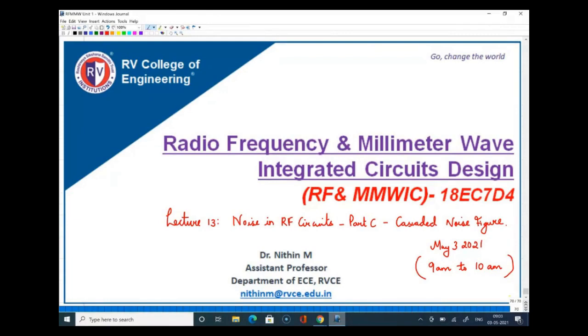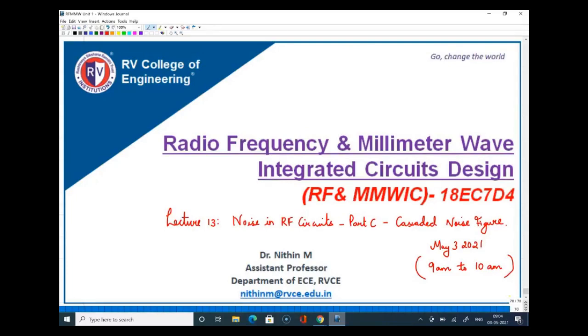Welcome to lecture 13 of RF and millimeter wave IC design. Today's class will continue what we started two days before, on the second issue in RF design, which is noise. So far we have discussed noise in terms of noise figure of a single stage. Along with that, we also saw sensitivity and dynamic range of a receiver.